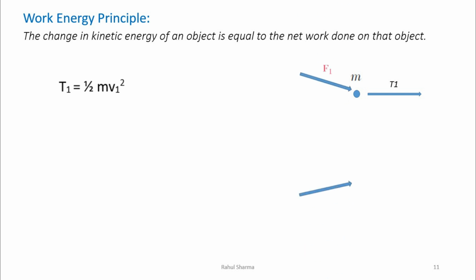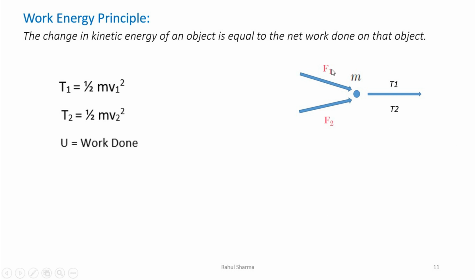Now if we apply the F1 force and F2 force, or we can say n number of forces, I am taking here only the two forces. Now if I apply the number of forces, its velocity will change and its kinetic energy will also change. So it will have the T2 kinetic energy, and that will be equal to half mv2 square, because v2 is the final velocity. So if I say due to these forces F1, F2 or n number of forces, we have done a work, and that is U. So work energy principle tells us the relation between the work done and kinetic energy.